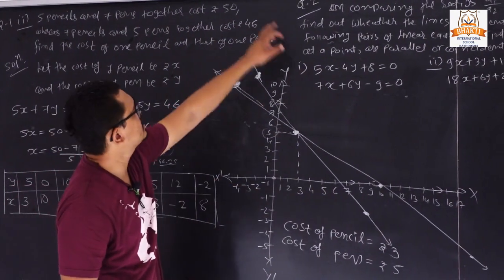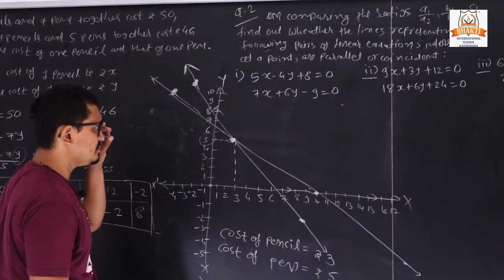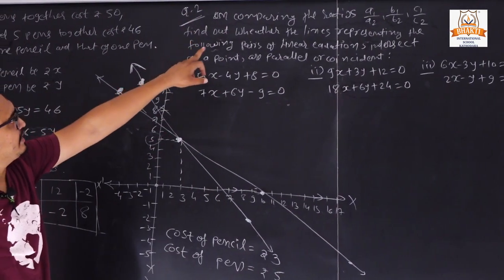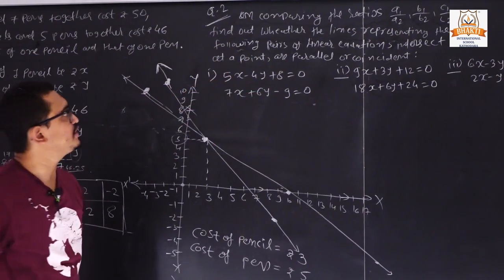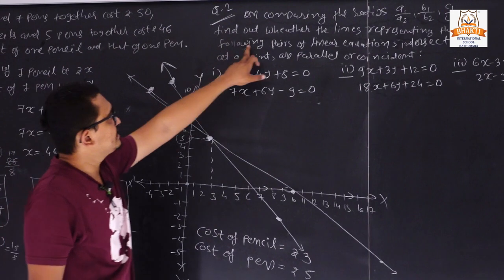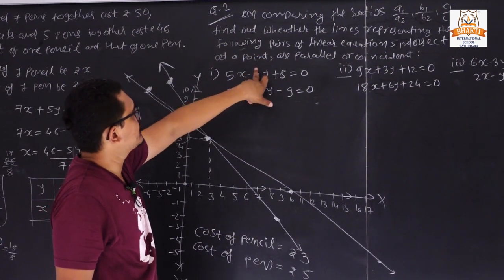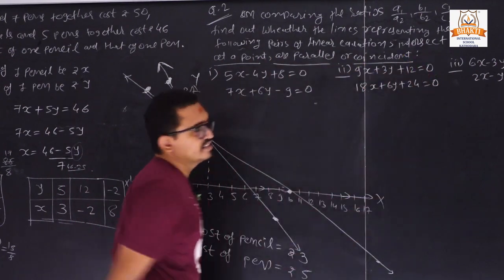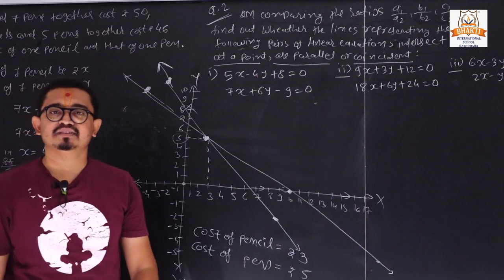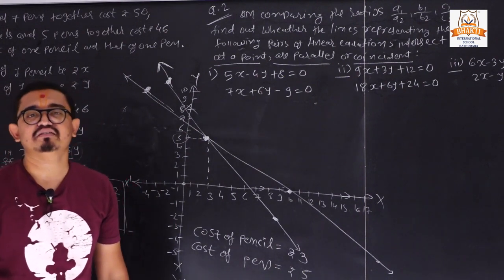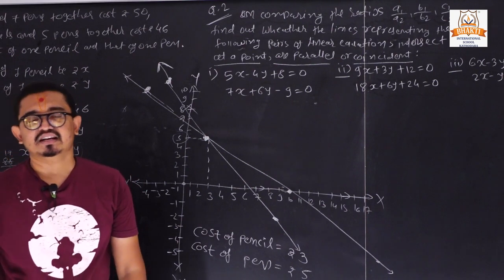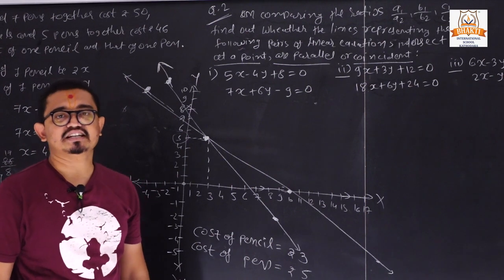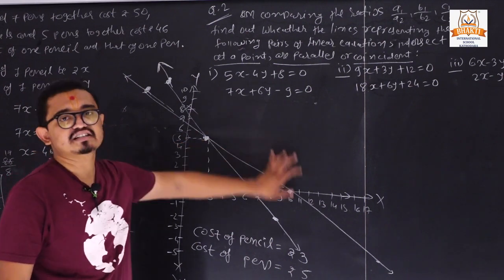Clear? Now the next question, question number 2. In question number 2, they are saying: on comparing the ratios A1 upon A2, B1 upon B2 and C1 upon C2, find whether the lines representing the following pair of linear equations intersect at a point, are parallel, or coincide. So now you can remember that chart. If A1 upon A2 is not equal to B1 upon B2, they are intersecting. If these three are equal, it is coincident. If the first two are equal but the third is not equal to them, it is parallel.